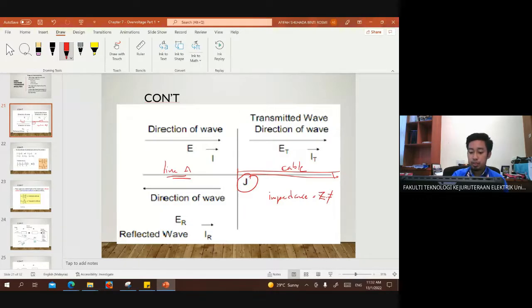So this is the direction of the wave. For example, here maybe there is a lightning strike, so the signal will travel along the line. This is the lightning pulse, lightning pulse like this one. It will travel along the line, and then some of the signal will be transmitted, and some of the signal will be reflected.